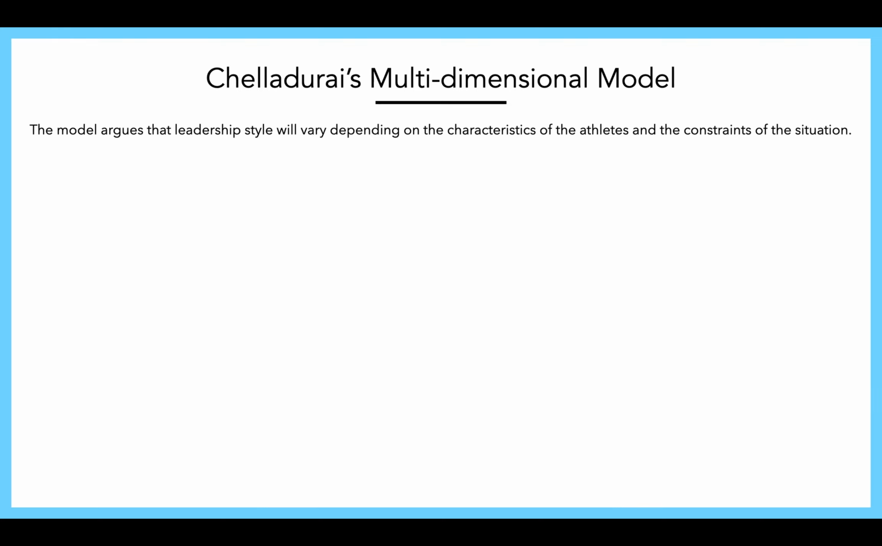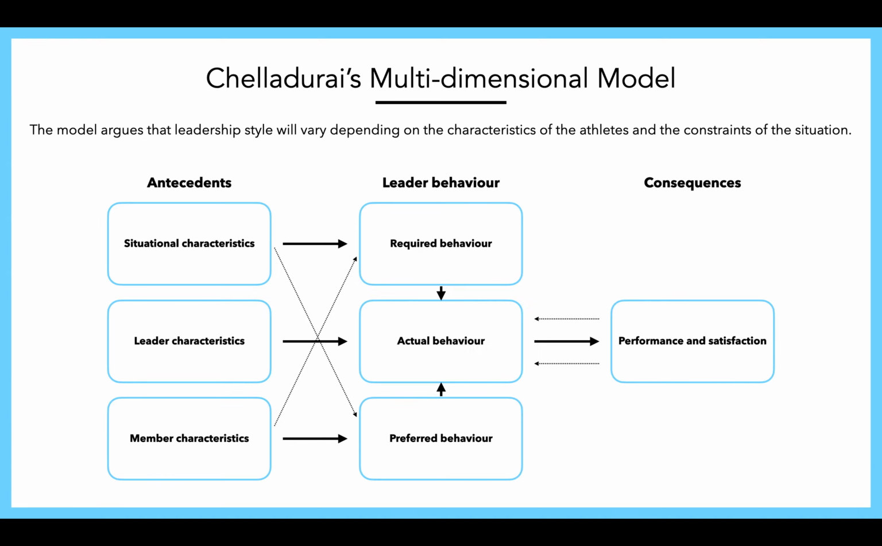Again, just saying that this model argues that leadership style will vary depending on the characteristics of the athletes and the constraints of the situation. So I'll put the model up, and obviously, initially it can be quite intimidating, lots of boxes, lots of arrows. However, it's much simpler than you think. So on the left there, we've got antecedents. These are otherwise known as factors that affect leadership. So you've got situational, leader, and member characteristics. In the middle, you've got leader behavior. Okay, so required, preferred, and what they actually do. And then at the end, you've got consequences.